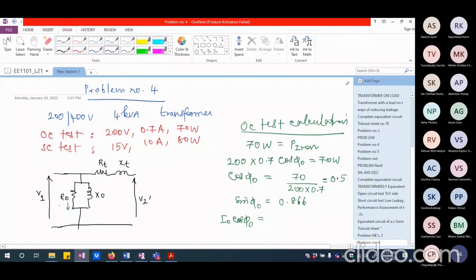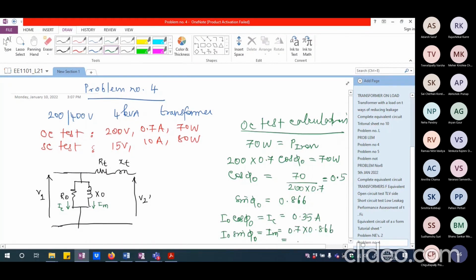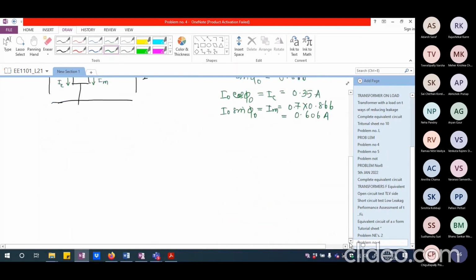If I may call this as IC and if I may call this as IM. So this is IC. So that is 0.35 ampere because 0.7 multiplied by 0.5, that is 0.35 ampere. And I naught sin phi naught will be equal to Im, which is 0.7 multiplied by 0.866. So I think that comes out to be 0.606 ampere. Please check whether the calculations are okay.